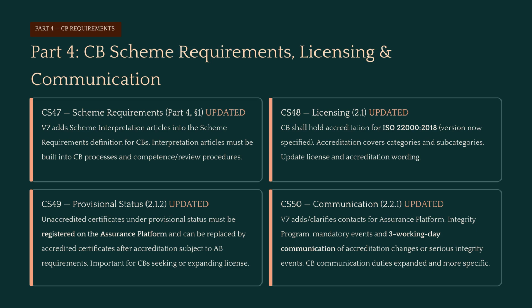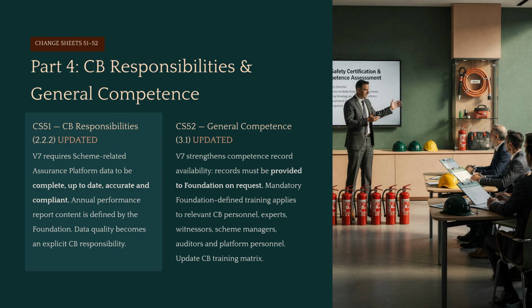So the practical takeaway from this slide is that Part 4 in version 7 is not only about being licensed. It is about controlled licensing, platform visibility, timely communication, and stronger integration of FSSC interpretation requirements into the CB management system. This slide explains two connected changes: the responsibilities of the certification body and the competence of the people working inside the CB system.